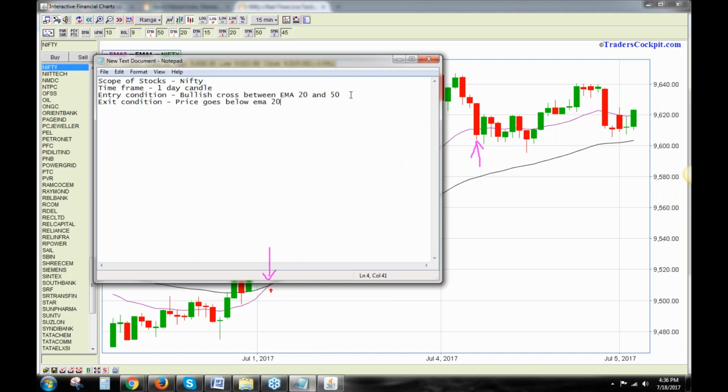And to define the entry condition, now the thing looks very much simple on the paper, right? But the computer.